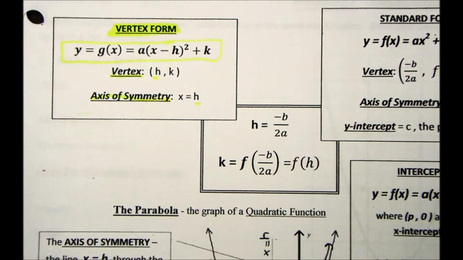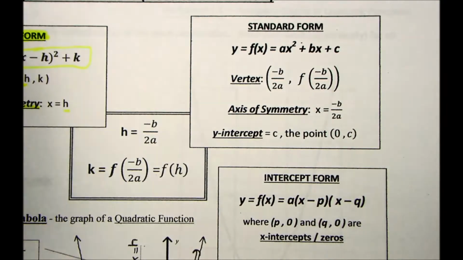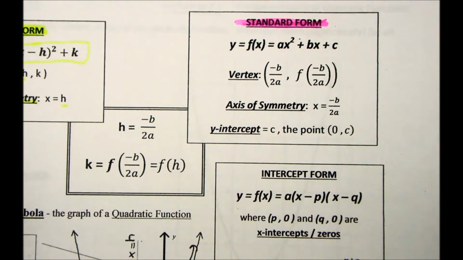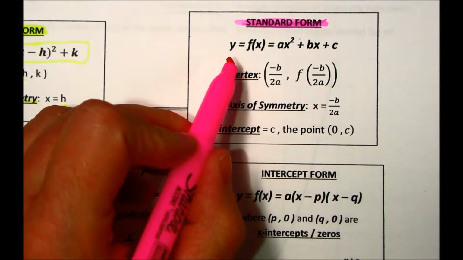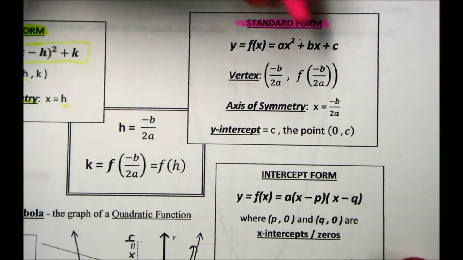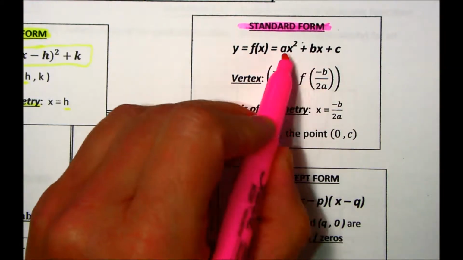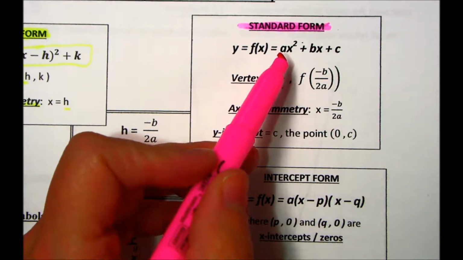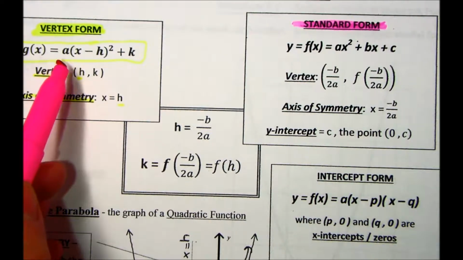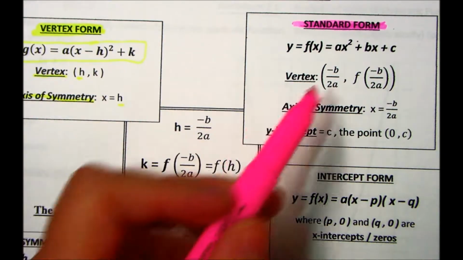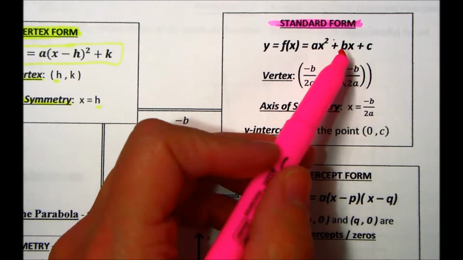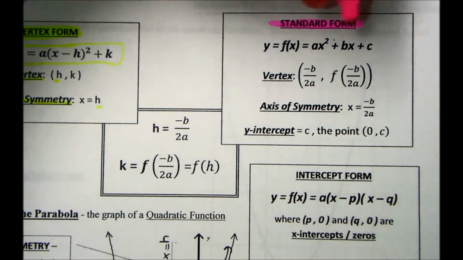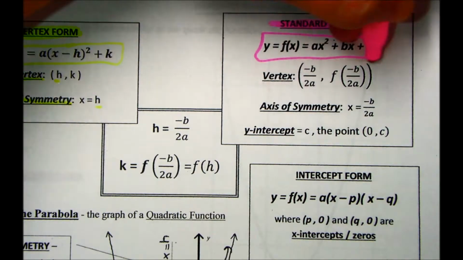The next form we're going to look at is standard form. Standard form is when the equation looks like this. It's kind of dark, but your equation, whether you call it y equals, f of x equals, g of x equals, will have an x squared term, an x term, and a constant, where the a value is actually the same as it would be in vertex form. The b this time represents the coefficient of the middle term, and the c represents the constant in this form. So we'll look at some equations in standard form.